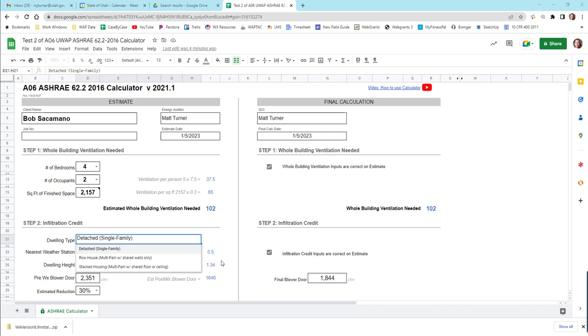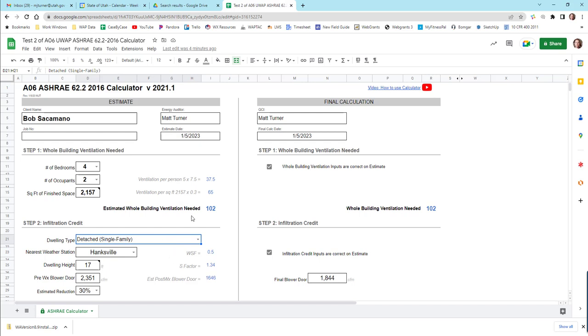I've added a feature to our ASHRAE calculator that will allow you to use it for all of the different housing types that we weatherize. So now, in addition to using it for detached single-family housing, you can also use it for row housing and for stacked multifamily housing. This is just a quick video to show an example of how to use it for each one of those housing types.